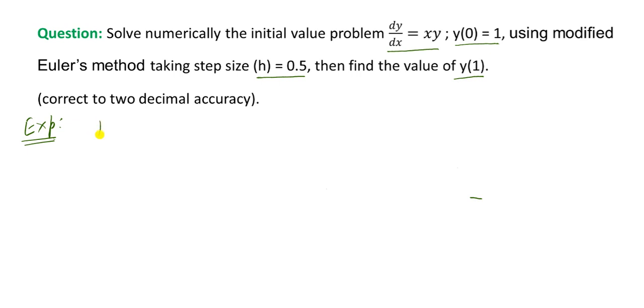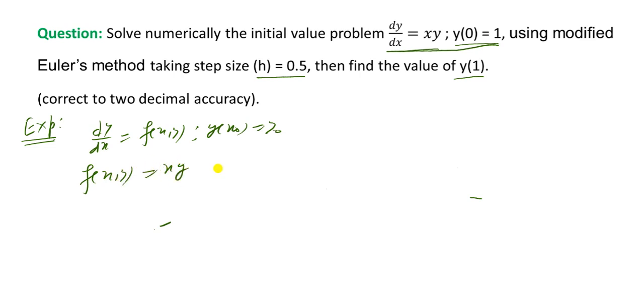when we compare the given initial value problem with the standard form of the initial value problem dy by dx is equal to f of (x, y) with the condition y of x0 is equal to y0, we obtain f of (x, y) is equal to x into y, x0 is equal to 0, y0 is equal to 1, and the given step size h is equal to 0.5. Then, because we want to compute the value of y at x is equal to 1, we generate a table.